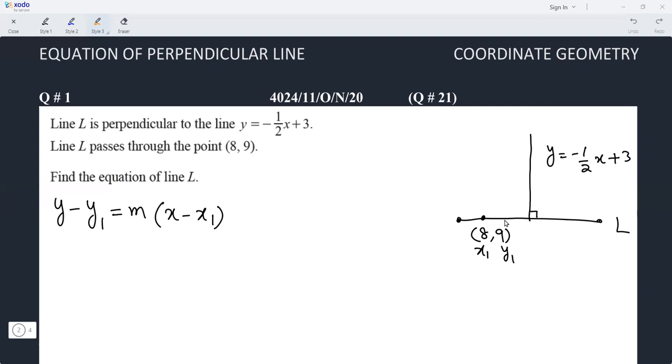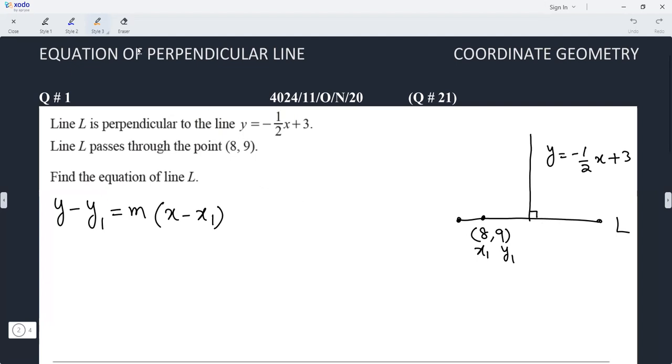What's the standard form of the equation of a straight line? That's y minus y1 equals m times (x minus x1). So what is x1 and what is y1? x1 is 8, the x coordinate of the point lying on line L, and y1 will be the y coordinate of that point lying on line L.